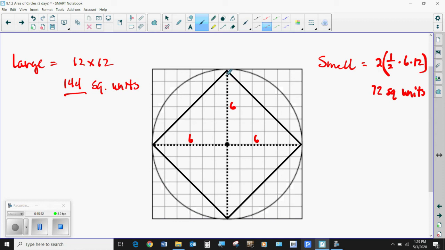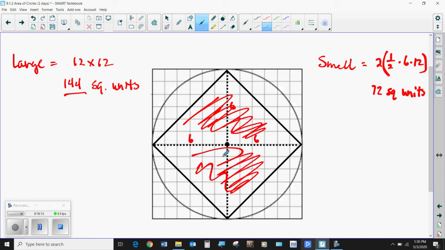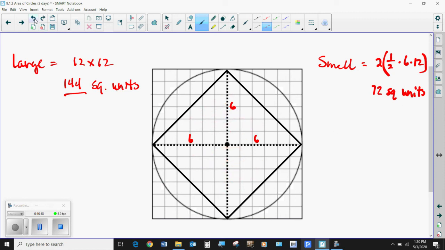Just like with the previous example, we end up with 4 right triangles that have a height of 6 and a base of 6. I combined the upper ones into a triangle that was 6 by 12. So half of 6 times 12 is 36, and then you've got this other one that's 36 square units, and we're going to double it since it's exactly the same. So the total square is going to be 72 square units. That means that the area of the circle has to be between 72 square units and 144 square units.